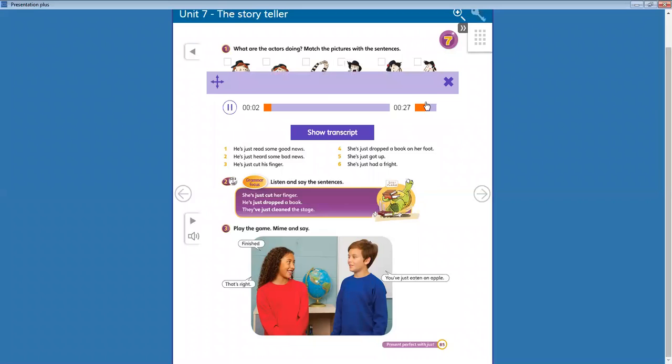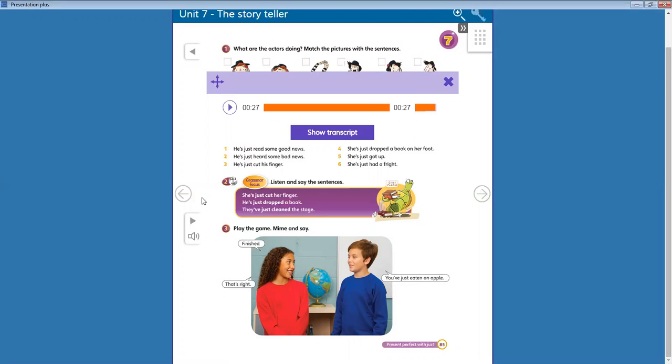Student's Book, page 85. 2. Listen and say the sentences. She's just cut her finger. He's just dropped a book. They've just cleaned the stage.